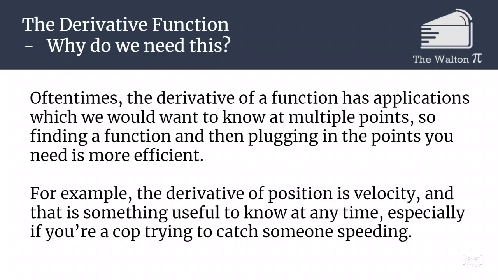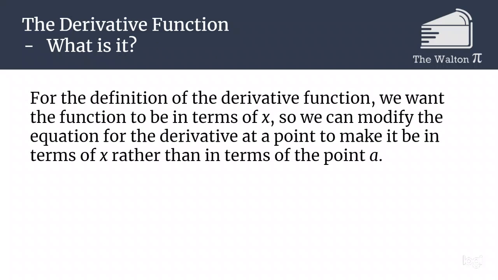So for example, the derivative of position is velocity, and that's something useful to know at any given time, especially if you're a cop trying to see someone speeding, or if you're the person trying to not get caught speeding. It's important to know what your velocity is on the road, and so we need to be able to know what's the derivative of a position function at any given time. So we need to be able to have a derivative function.